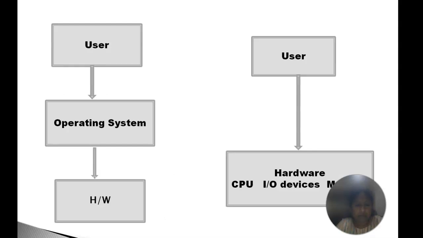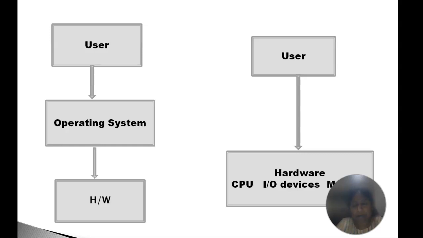Here two diagrams are there. In the first diagram, the user directly interacts with the hardware: the CPU, input-output devices and memory. The user can directly access the hardware. Yes, he can access the hardware, but he has to write a program for accessing those input devices, the CPU or the memory.